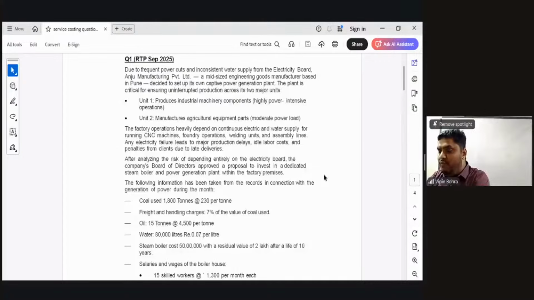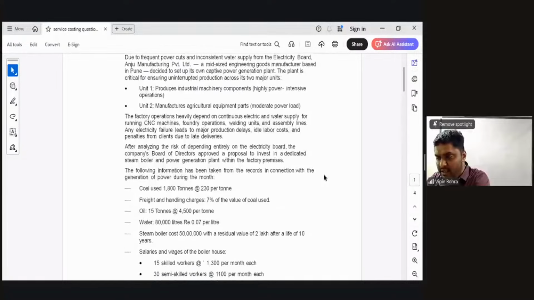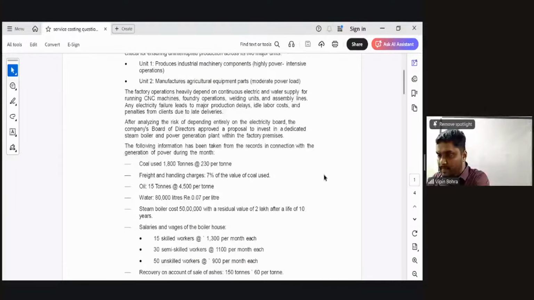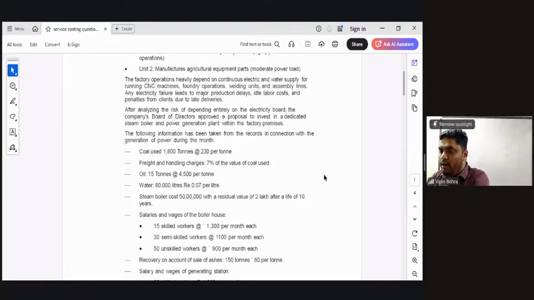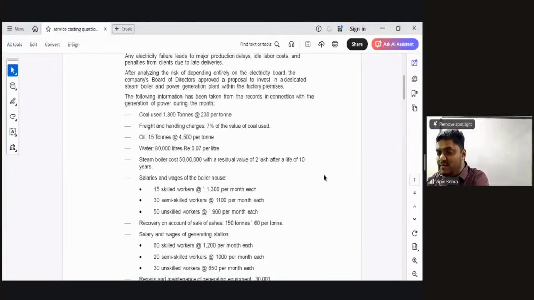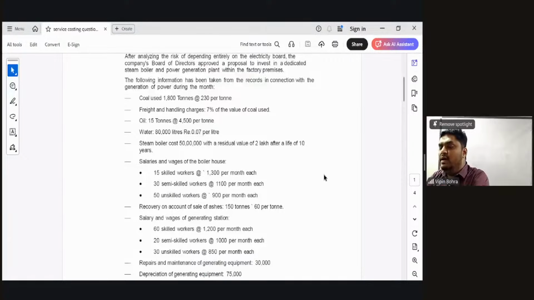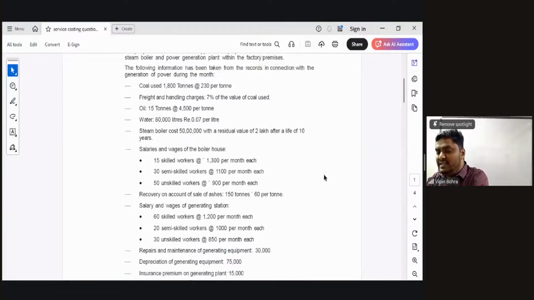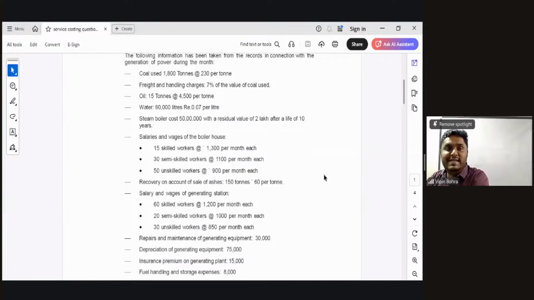So see, the following information has been taken from the record in connection with generation of power during the month, wherein coal is used, freight and handling charges are given, oil is given, water cost is given, steam boiler cost is given, salaries and wages of the boiler house are given, recovery on account of sale of ashes is also given. So these are the costs that are associated with the boiler house.